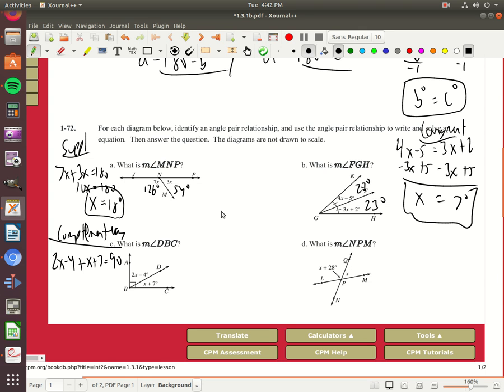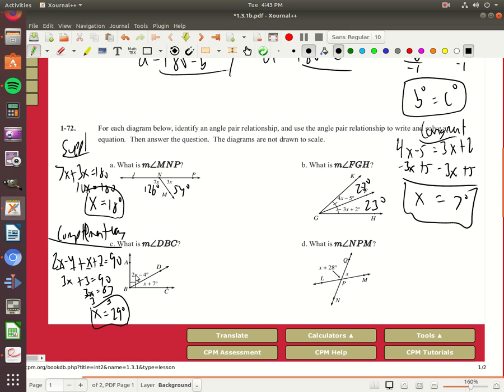Here, they should equal 90. So I'll get 3x, right? 2x plus x. Negative 4 plus 7 is plus 3 is equal to 90. I'll subtract 3 from each side. I'll get 3x equals 87. I'll divide by 3. X is going to equal 29 degrees. Now, if I plug 29 into here, I should get that they add to 90.